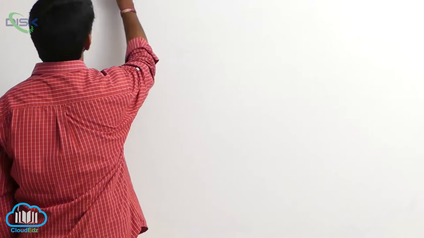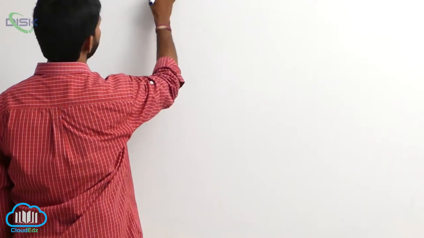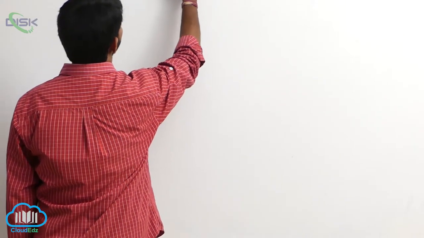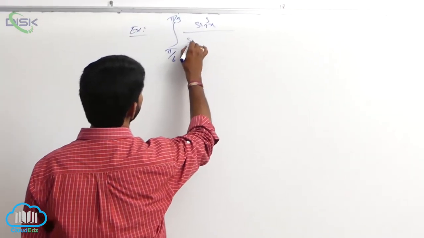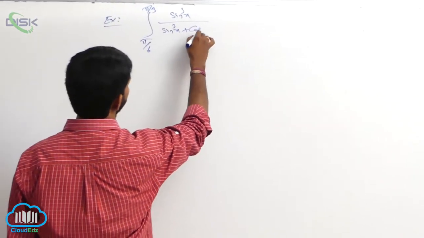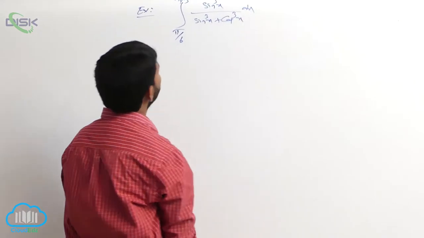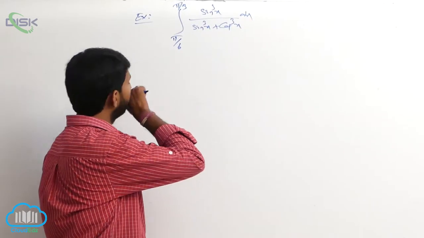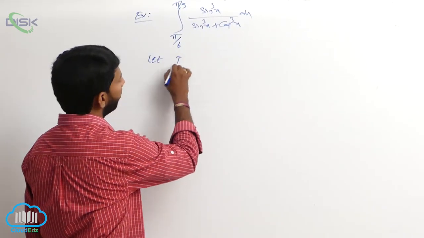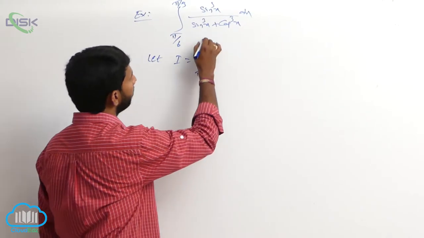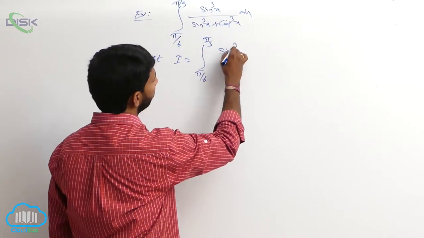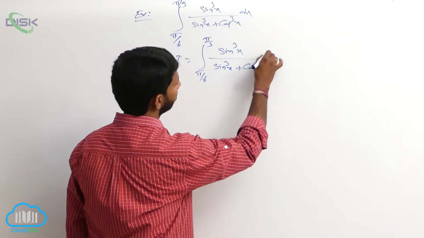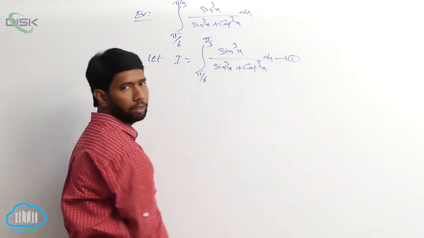And next one, the integral from pi by 6 to pi by 3 of sin cube x by sin cube x plus cos cube x dx. Let us consider this as I. I is equal to the integral from pi by 6 to pi by 3 of sin cube x by sin cube x plus cos cube x dx. It is considered as equation number 1.